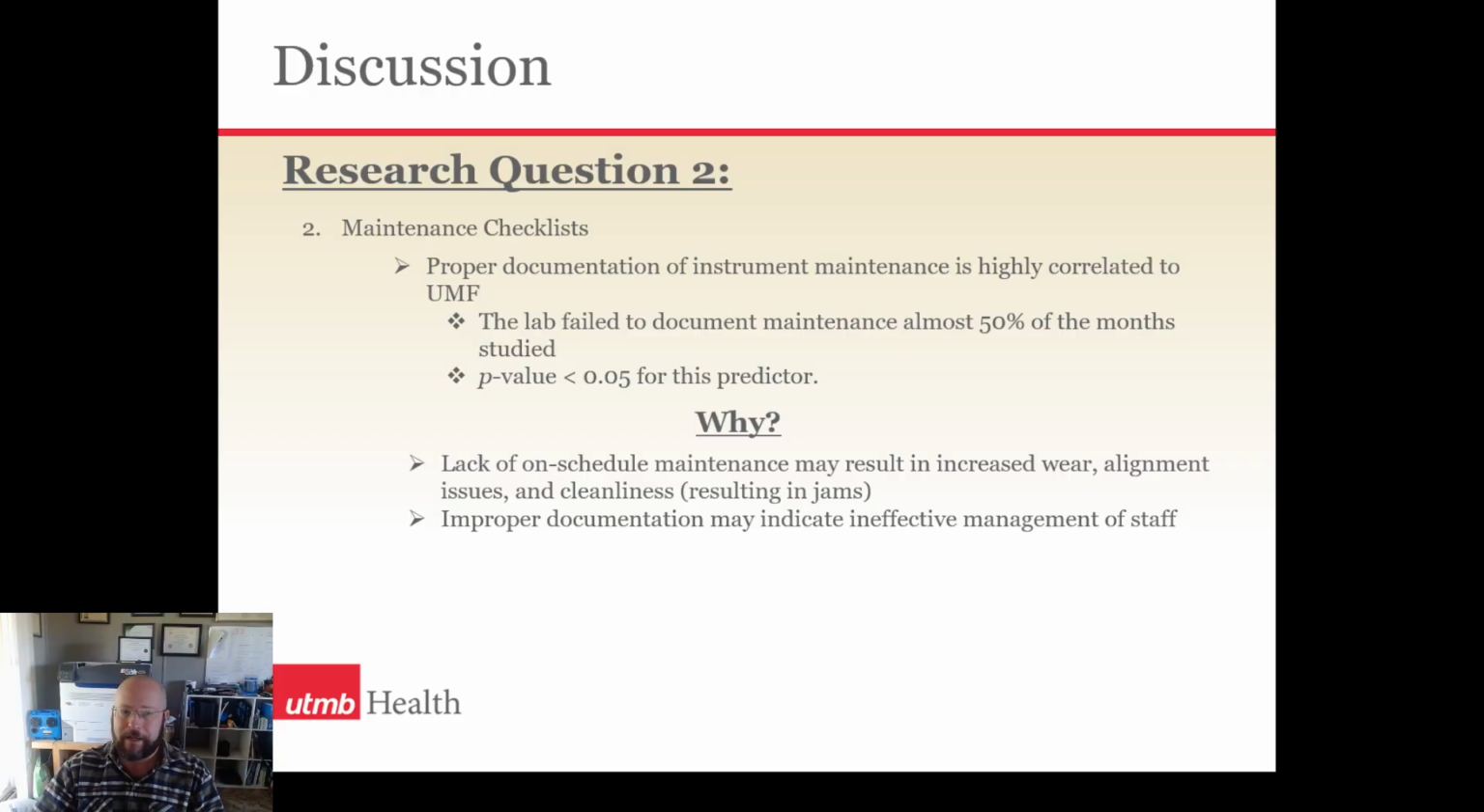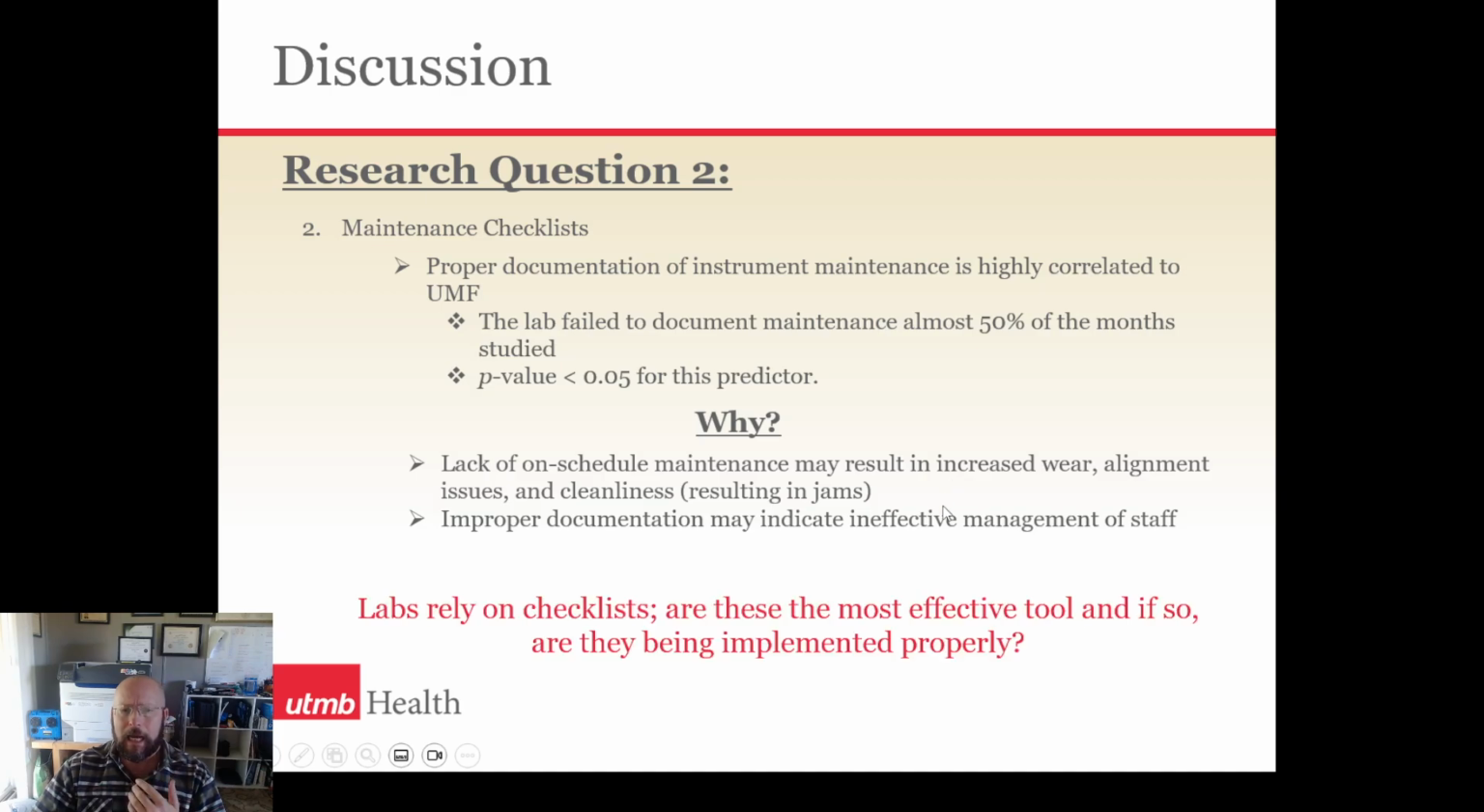And this is not a criticism, of course, of the management staff of that particular department. It's just things to look into, like why would you have a correlation between mechanical failure and these instrument maintenance records? So what are the reasons for that? One of the things that I think about is that labs oftentimes rely on these checklists. And I oftentimes ask, are these checklists really the most effective tool?